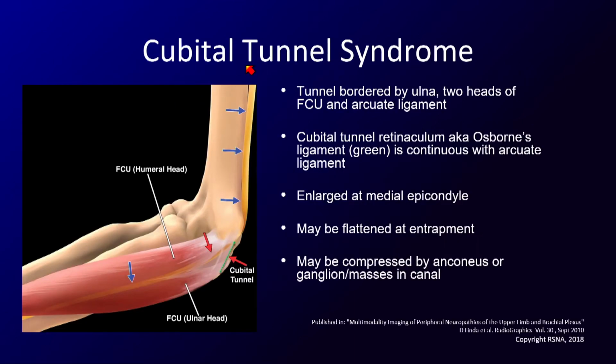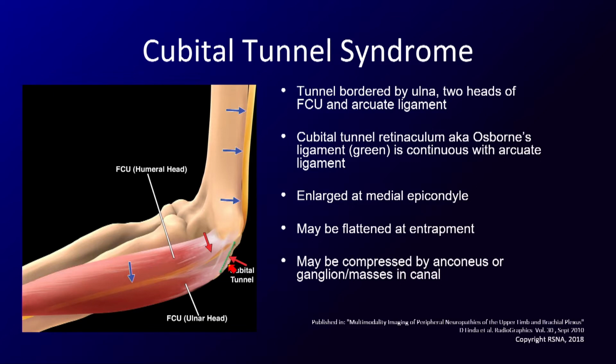Now moving on to the ulnar nerve. The most common site of entrapment is in the cubital tunnel. Here we have a diagram of the ulnar nerve coursing posterior to the medial epicondyle, and as it comes around, it will enter the cubital tunnel, which is formed by the 2 heads of the flexor carpi ulnaris and an overlying kind of fascia or ligament, the arcuate ligament, the border of which is known as Osborne's ligament. And this is the most common site of entrapment.